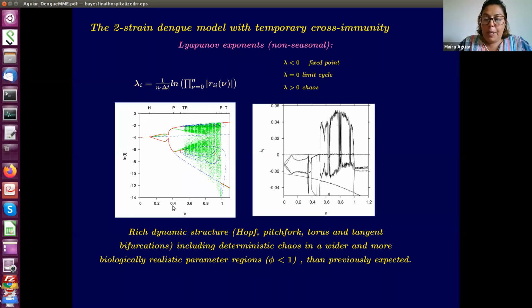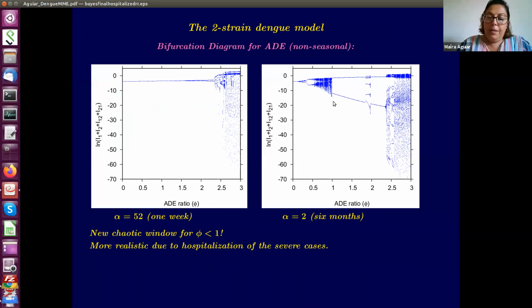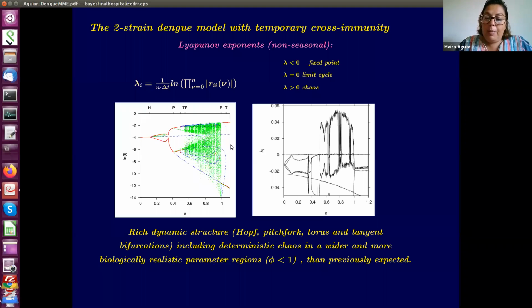We kept analyzing the parameter phi, the ADE ratio between 0 and 1, that didn't exist in the 1999 model, but by adding temporal cross immunity, we find it. And we saw that this parameter region is so rich in terms of dynamics, as shown via the bifurcation analysis: not only Hopf bifurcation, but also pitchfork, torus, and tangent bifurcation, including the deterministic chaos, which was checked or validated by the Lyapunov exponent calculation. So we have a positive Lyapunov exponent for the parameter phi between 0.5 and 1.